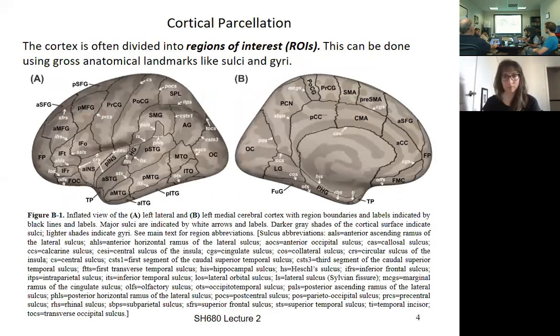Okay, well, this slide shows a parcellation scheme with a bunch of sulci and gyri on it, and it shows the parcellation scheme we're going to use in this class, and it breaks the brain up into regions of interest. So in this diagram, the white text and arrows indicate sulci. The black text indicates regions of interest.